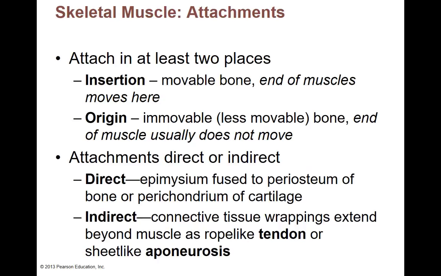Now, for attaching, when you have skeletal muscle, it has to attach in two places, usually to two different bones. We always have an origin and we have an insertion for the two different places it attaches. The insertion is your more movable bone. If I've got two bones that the muscle is attaching to, the bone that is more movable, I would consider that my insertion. The bone that is less movable, I consider that the origin, where the muscle originated.